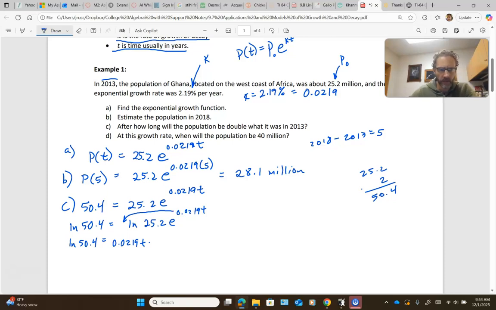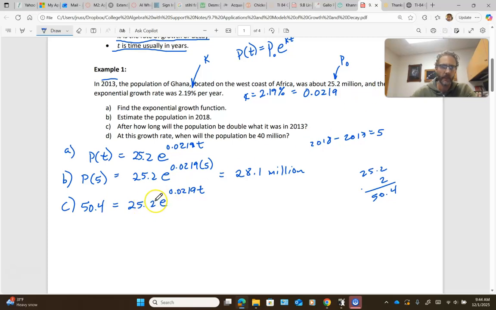Wait a minute here. Oh, no, guys, I'm going about this the wrong way. No, the first thing I need to do, I'm sorry, got a little ahead of myself there. No, the first thing that I need to do is get rid of this 25.2 in front of the e, and you'll see why here in a minute.